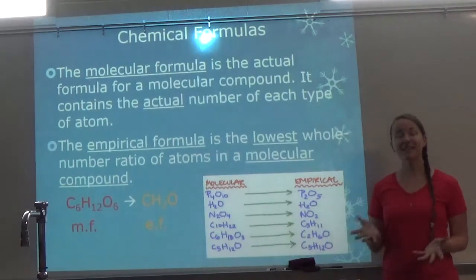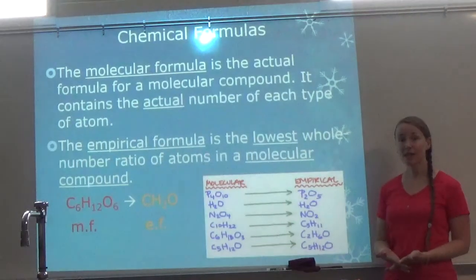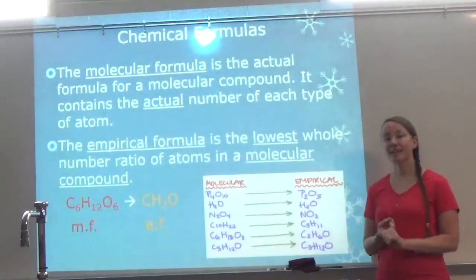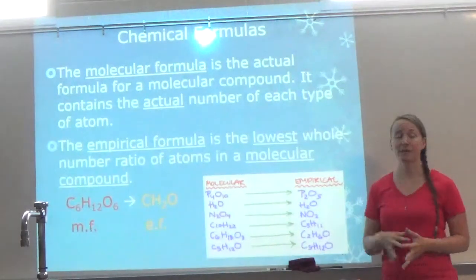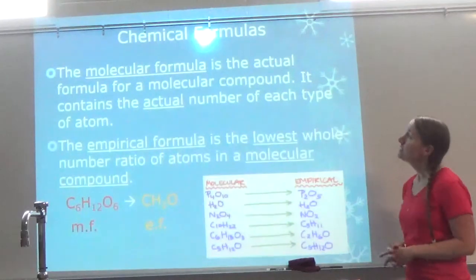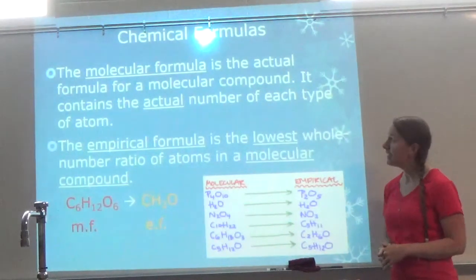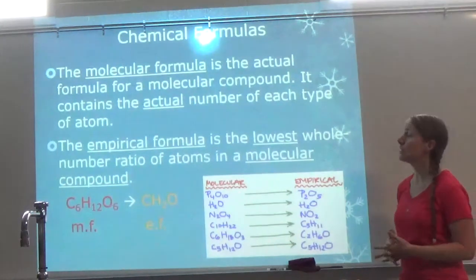So this is our second lesson video for section 10.3. In the first lesson video, we focused on percent composition. In the second lesson video, we are going to focus on something called empirical formula. So the molecular formula is the actual formula for a molecular compound. It contains the actual number of each type of atom.